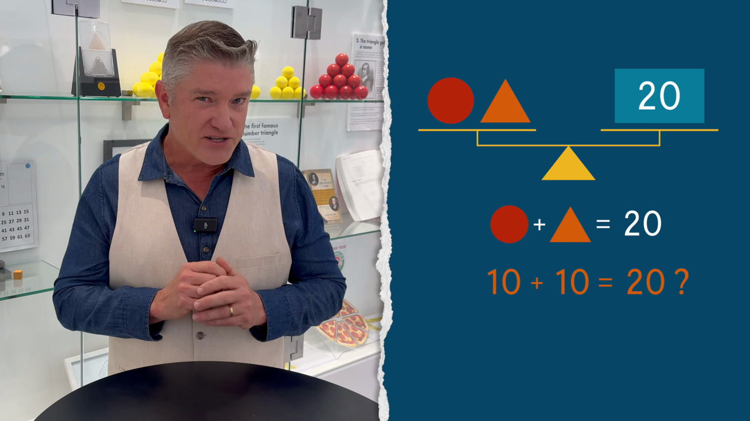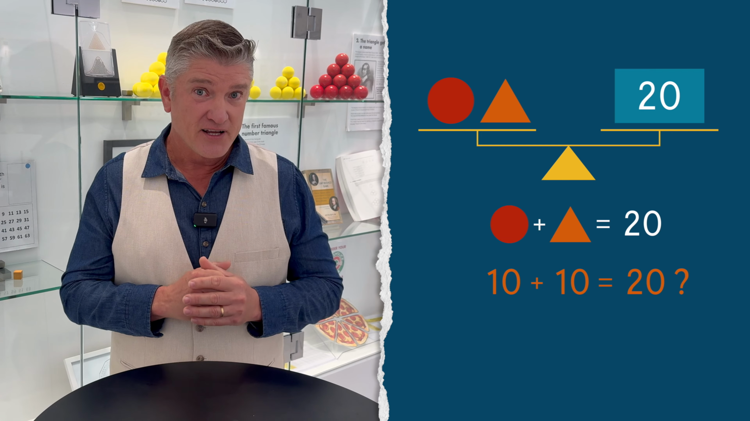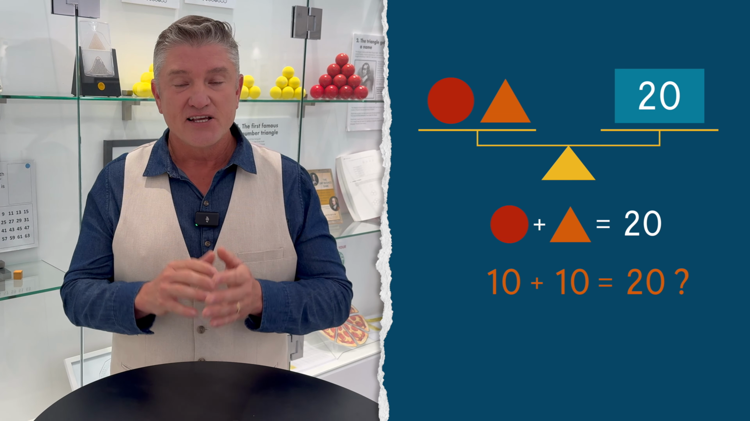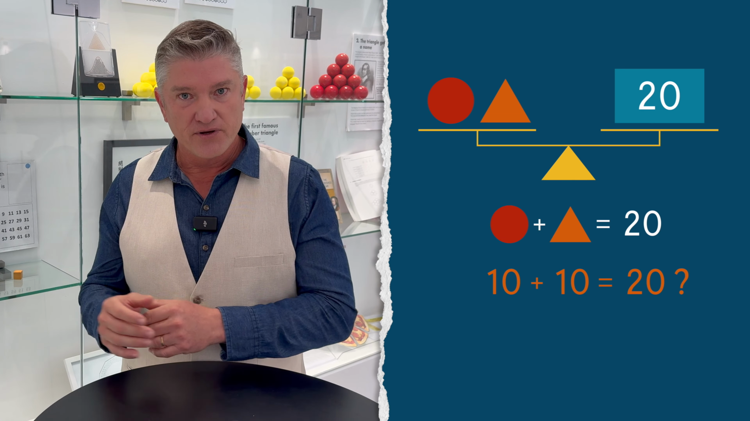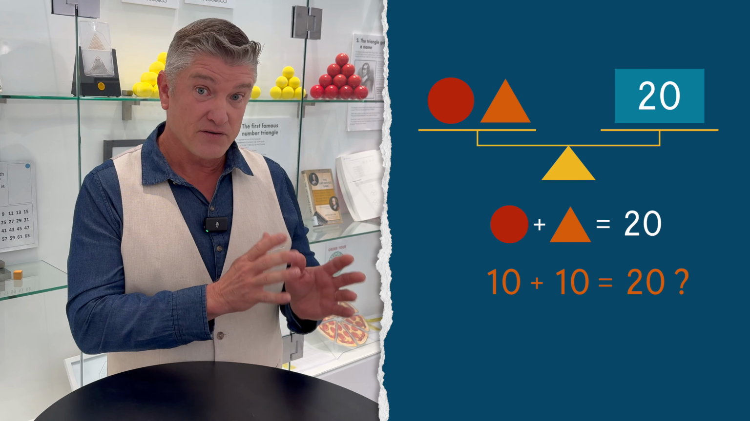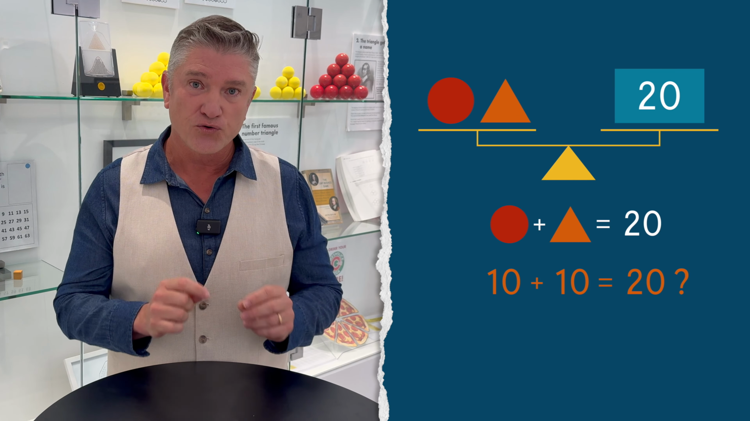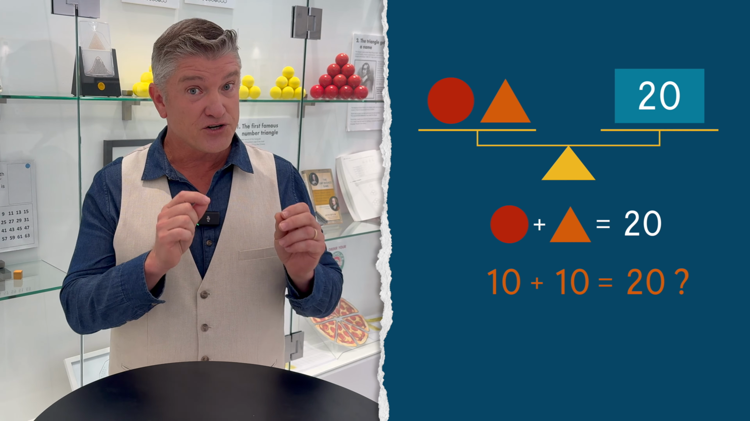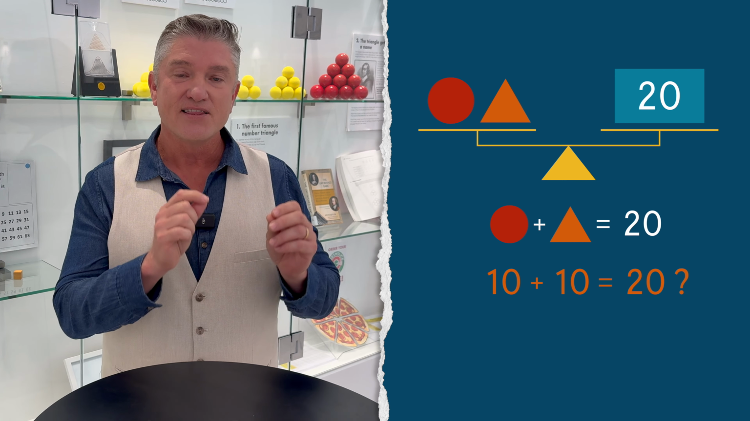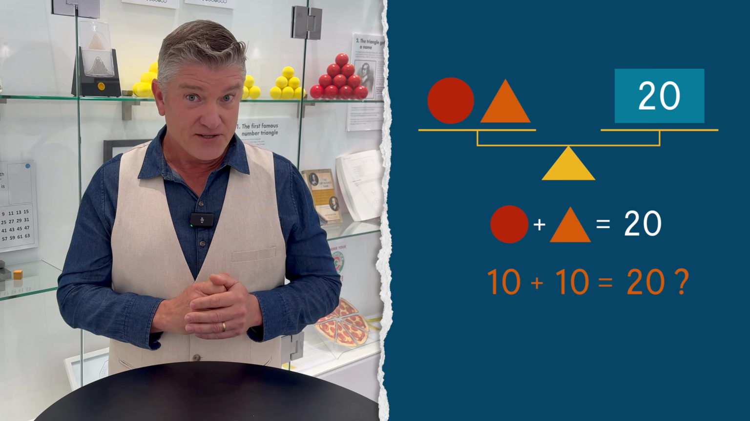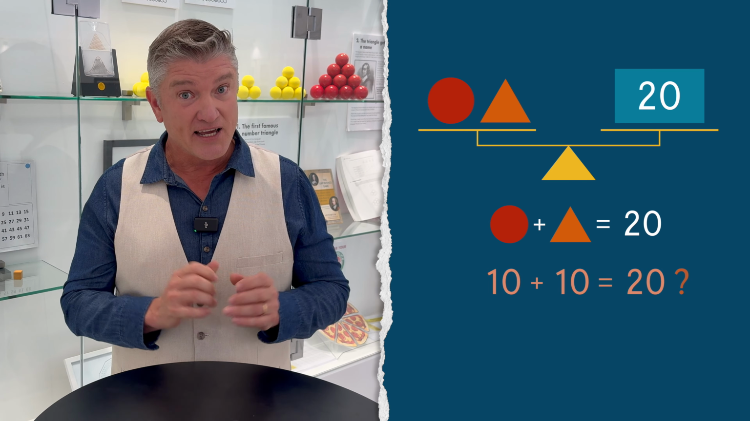Now, you may have heard at some stage during your education the saying that same shape, same value. Different shape, different value. Now, while that is true, it's not the whole truth because different shapes can also have the same value. So 10 and 10 is certainly an option.